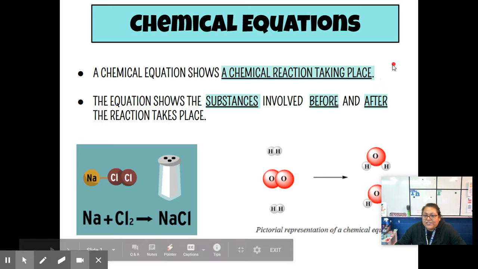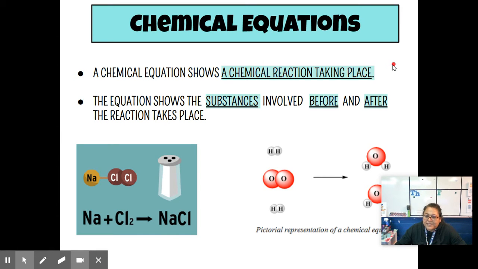So a chemical equation shows a chemical reaction taking place. So let's use photosynthesis as an example. When we see that big, long photosynthesis equation, what it's really showing us is what's happening during photosynthesis, the actual reaction itself. The equation shows the substances involved before and after the reaction takes place. So you see the reactants, the before stuff, the ingredients, if you will, and the new products, the new substances that are created because of the chemical reaction.